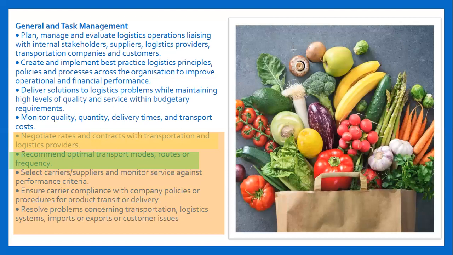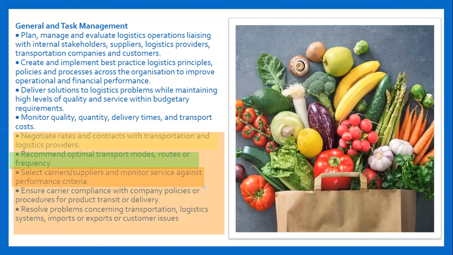Okay, now the next one is to select carrier, supplier and mode of transport, and monitor service against performance criteria. So you have to select the carrier, which means the shipping line, and you also need to select the supplier. If you want to export goods such as perishable goods, you first have to arrange the goods which need to be delivered, so for that you have to select the supplier.